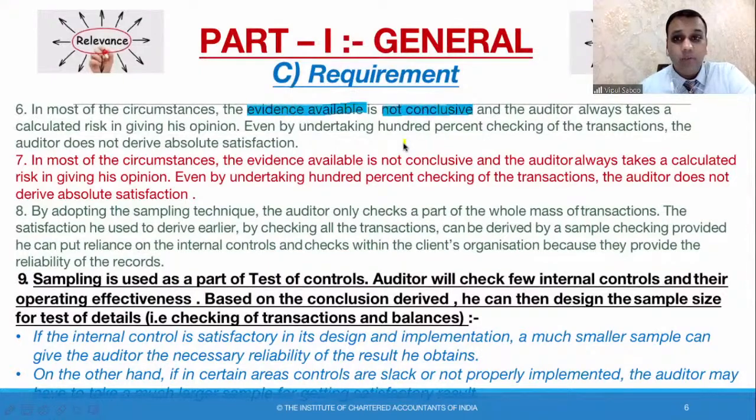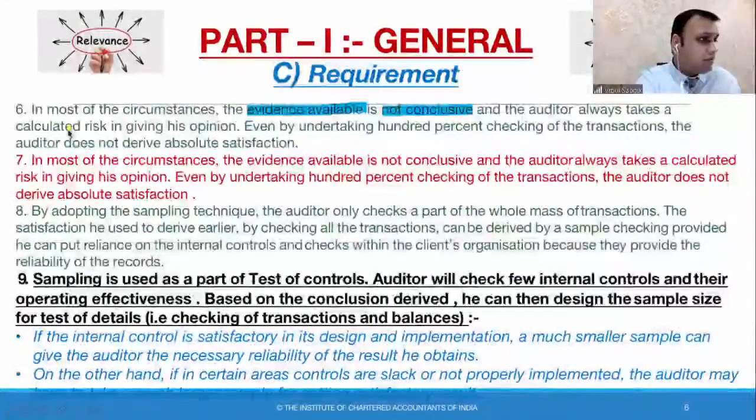So what is conclusive? That auditor always takes a calculated risk in giving his opinion. So I'm not receiving any of the answers. Do I also need to refresh my web page again?